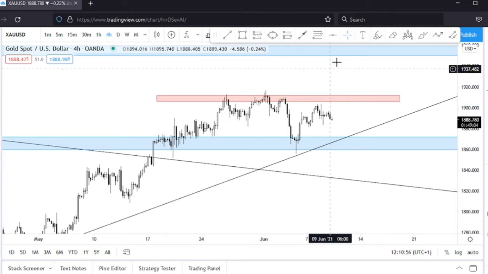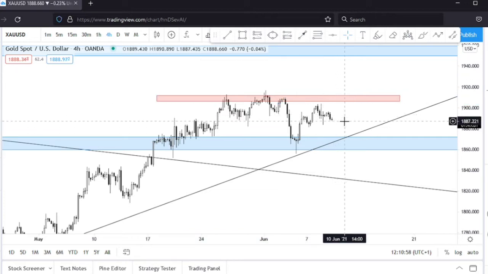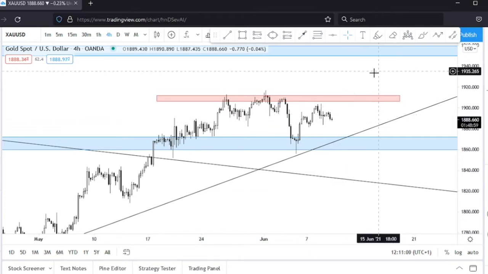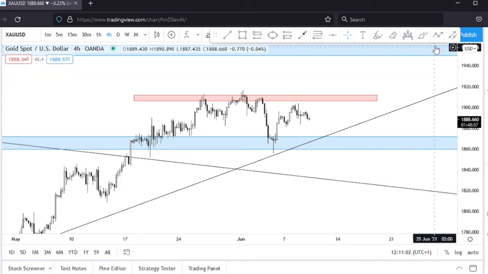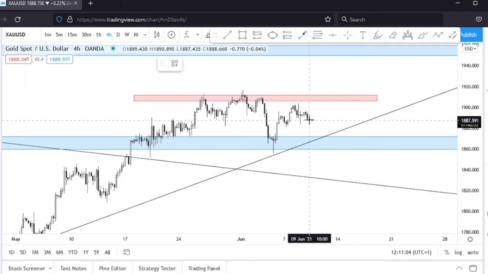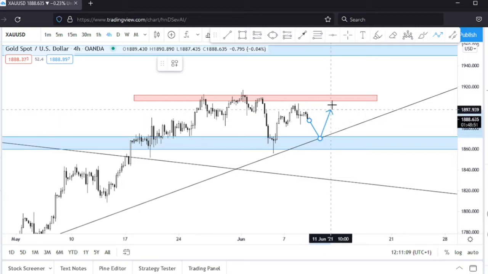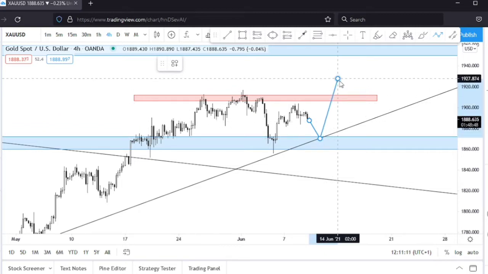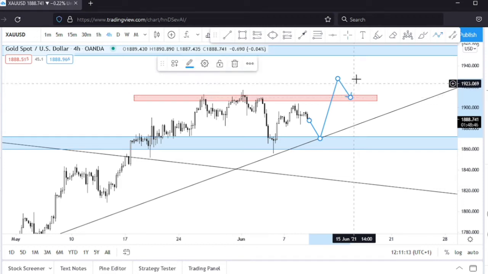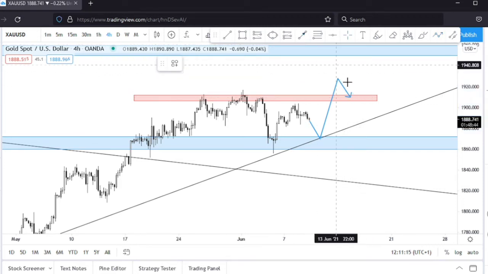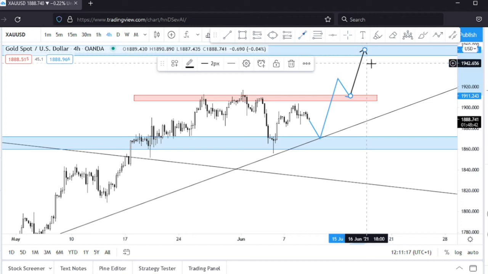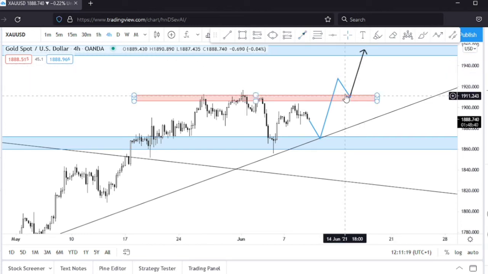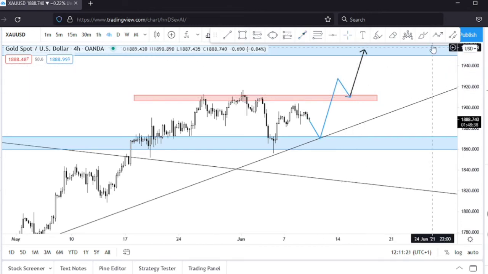Right now what I will be doing is waiting for price to make one of two moves. That is either to get down here to this level before rejecting off it, breaking this resistance up there, retesting it and making a further upside to the daily resistance up there. So this is one way I'm expecting price to react.